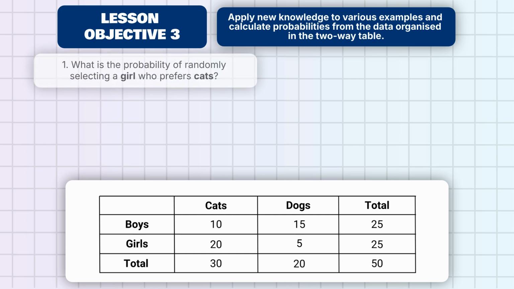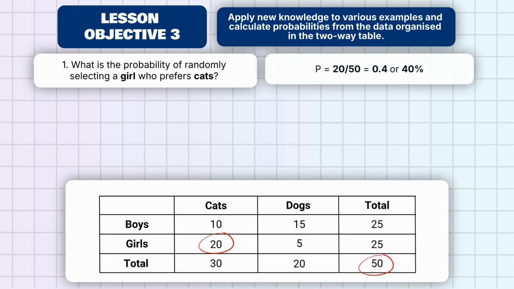Question 1. What is the probability of randomly selecting a girl who prefers cats? First, find the number of girls who prefer cats, which is 20. Then divide this by the total number of students, which is 50. The probability is 20 over 50, which equals 0.4 or 40%.